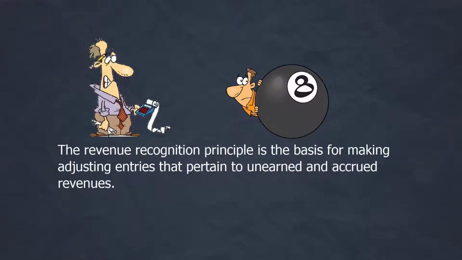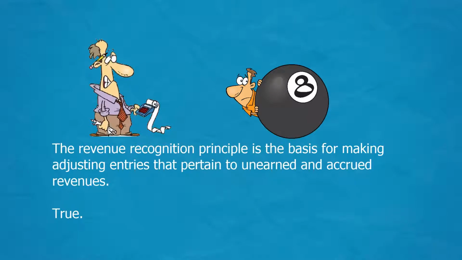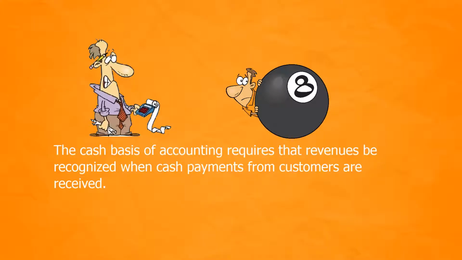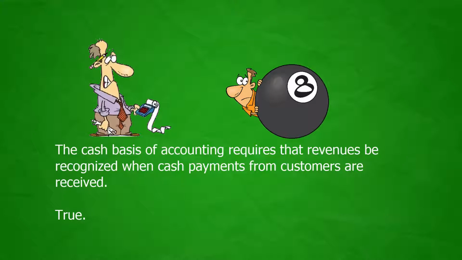False. The revenue recognition principle is the basis for making adjusting entries that pertain to unearned and accrued revenues. True. The cash basis of accounting requires that revenues be recognized when cash payments from customers are received.